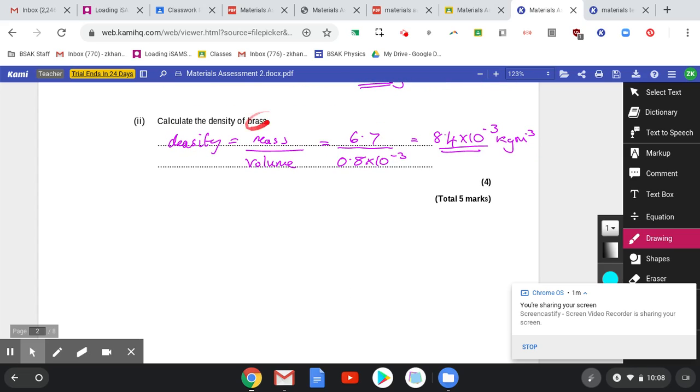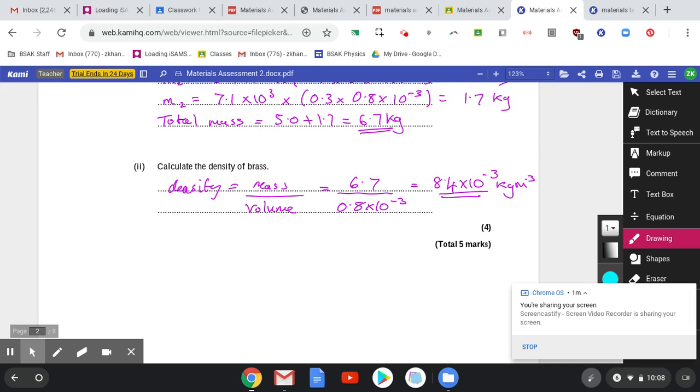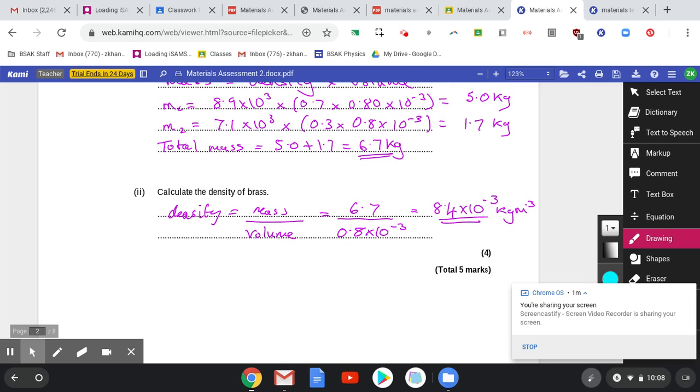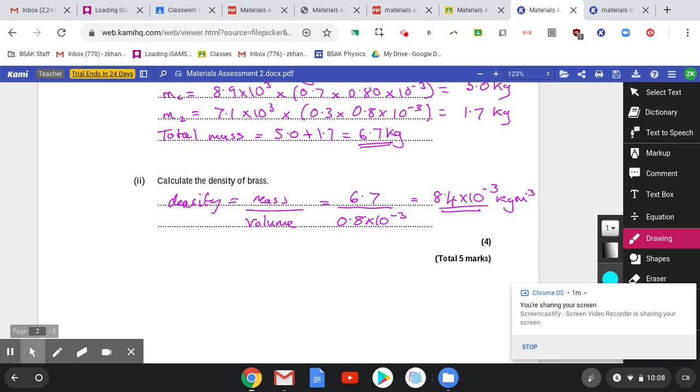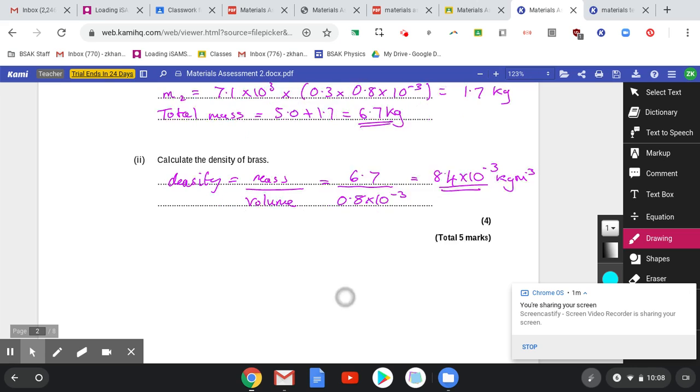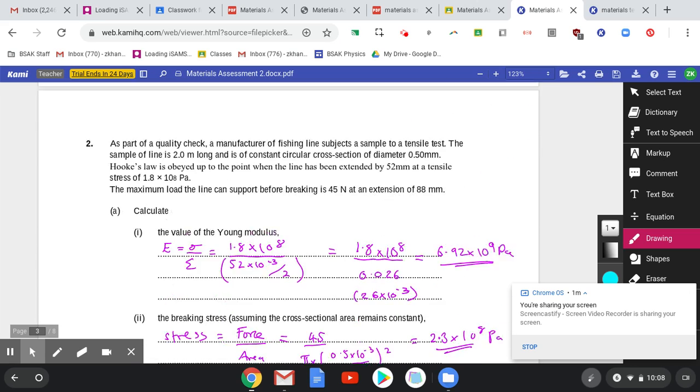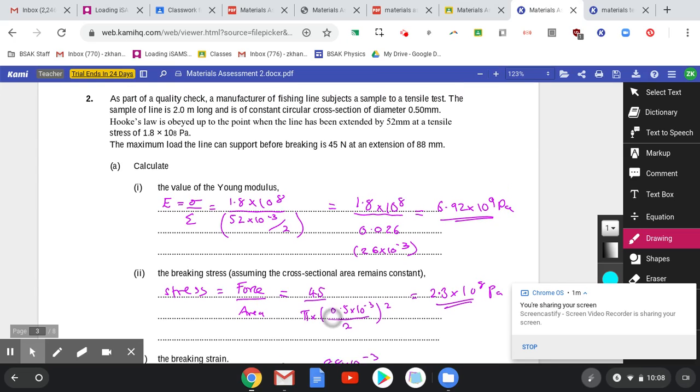So the density of brass, that's the overall density of the entire material. It's the total mass divided by the total volume. We've just worked out the total mass is 6.7. We know that the volume occupied by both zinc and copper is 0.8 times 10 to the minus 3 meters cubed. So we get a density of 8.4 times 10 to the 3 kilograms per meter cubed.